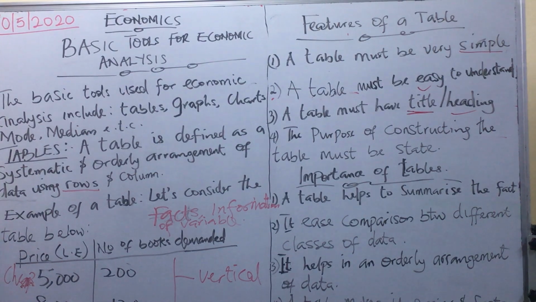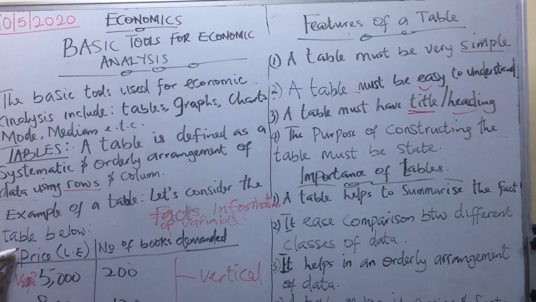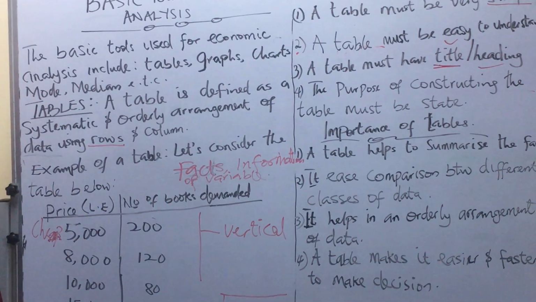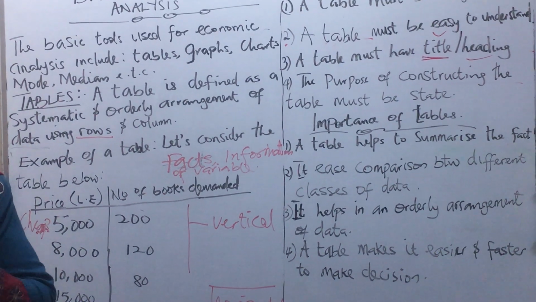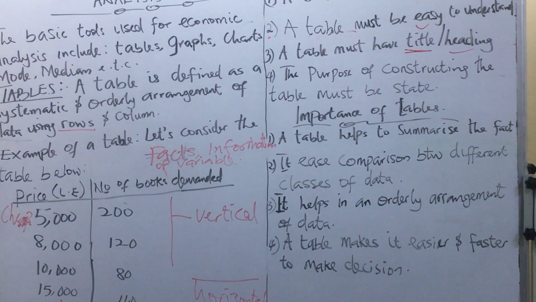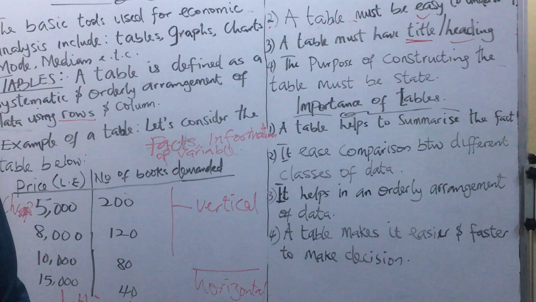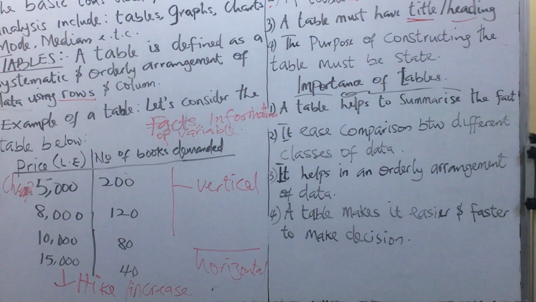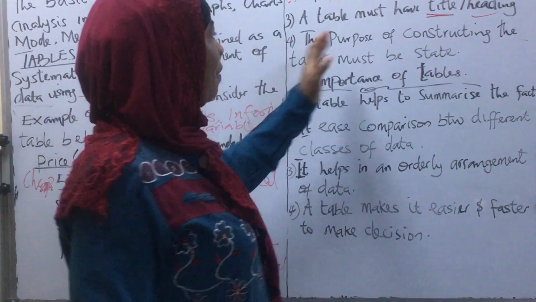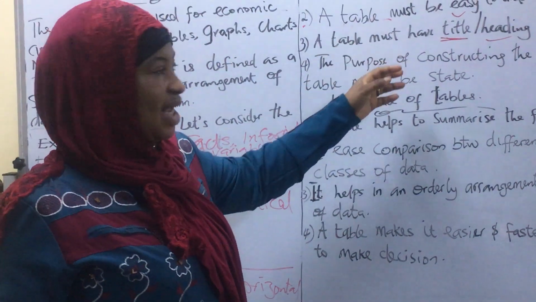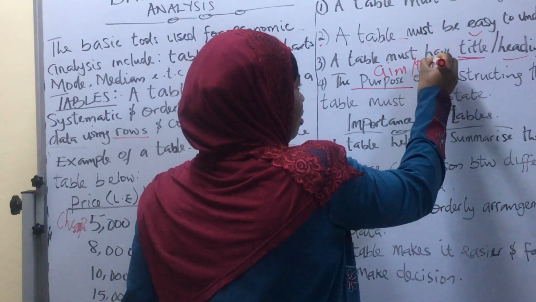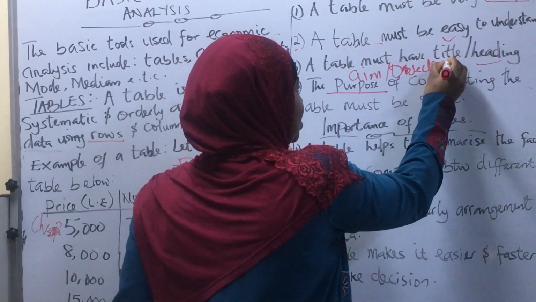For instance, look at the title here: the number of books demanded in a school. So this is the title. Then the purpose of constructing the table must be stated. This purpose here means the objectives of constructing a table.